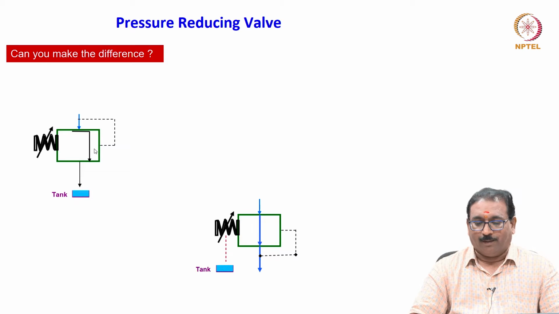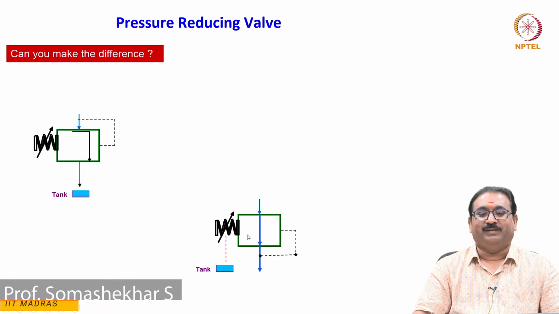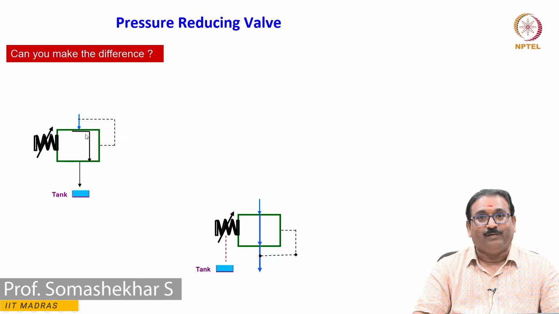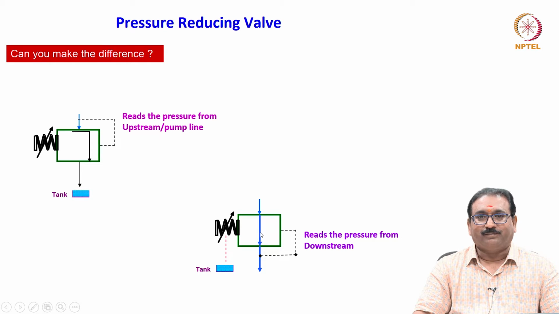Immediately how to tell. But here you will see it will read the pressure from the downstream to close the valve. This is the pilot line to open the valve. This is the pilot line to close the valve. Correct? Then can you please tell me what is this valve? This valve is a pressure relief valve.